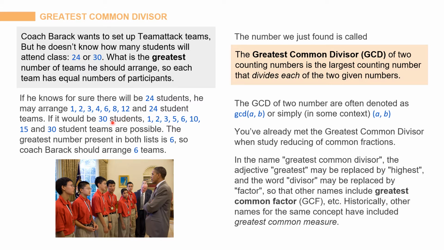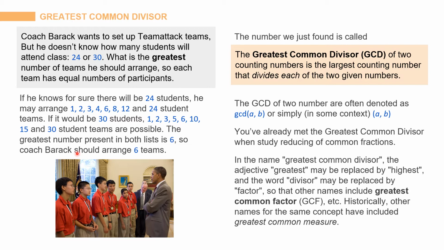If there are 30 students, he could break them up into 1, 2, 3, 5, 6, 10, 15, or 30 student teams. The greatest number present on both lists is 6. So Coach Barak should arrange 6 teams. That way, whether he has 24 students or 30 students, 6 will evenly divide both of those numbers.